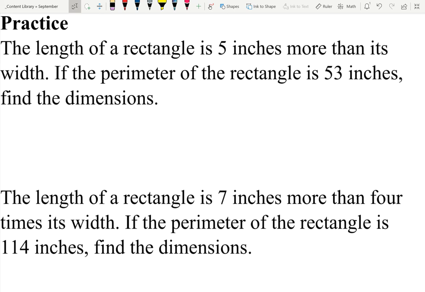The length of a rectangle is 5 inches more than its width. If the perimeter of the rectangle is 53, find the dimensions. Okay, so there is a decimal in this one, by the way, and that's okay.